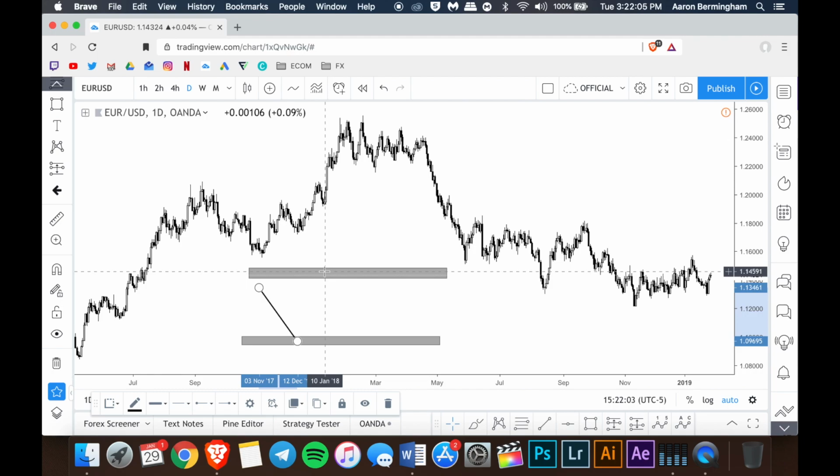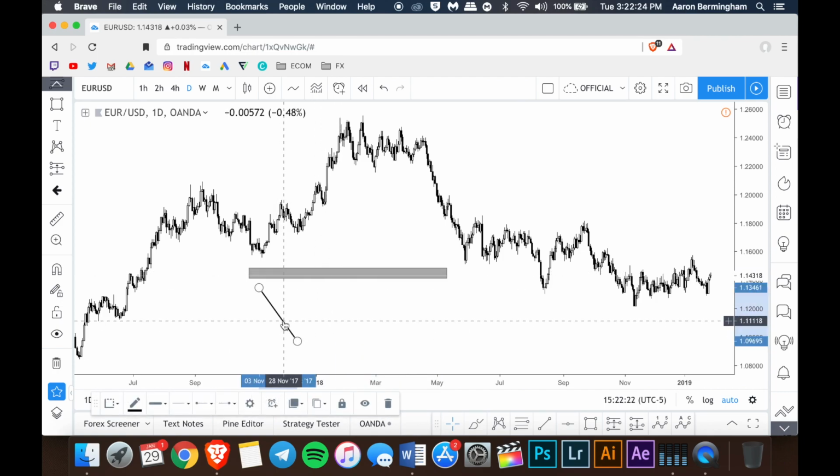Something that I should probably let you guys know is support and resistance is the same as supply and demand. People like to think they're different, but the concepts behind the two are literally the exact same. So when you hear supply and demand, support and resistance, they are literally the exact same thing.